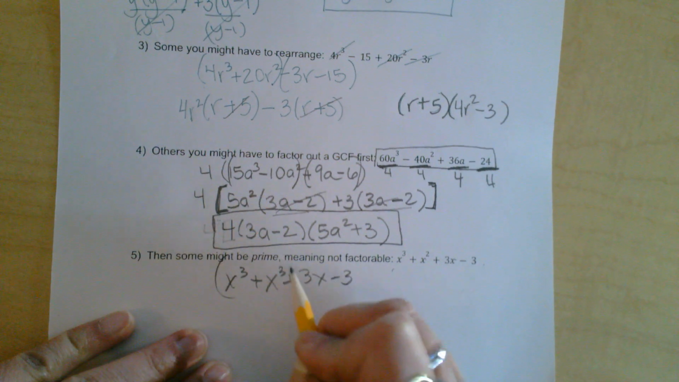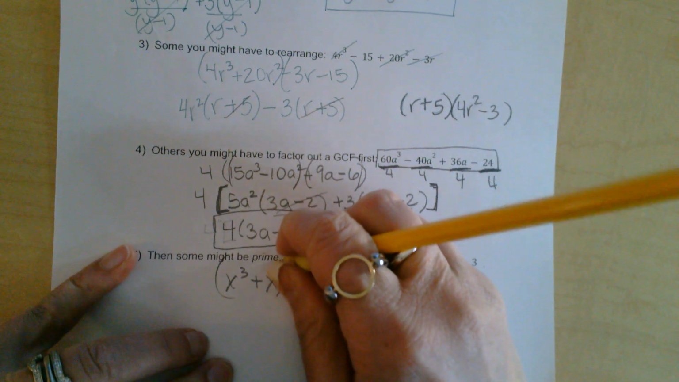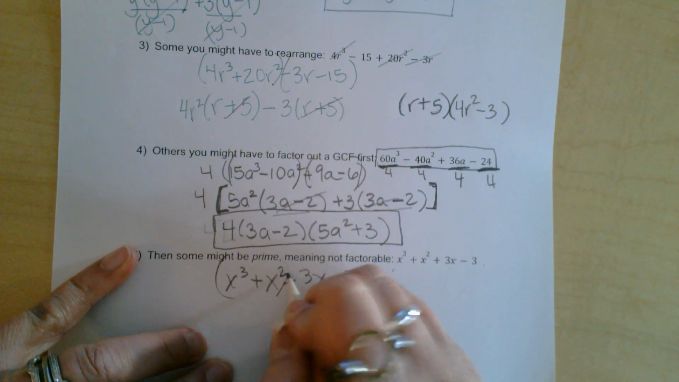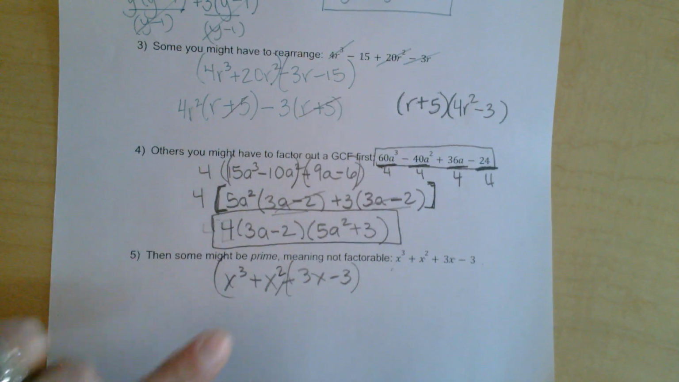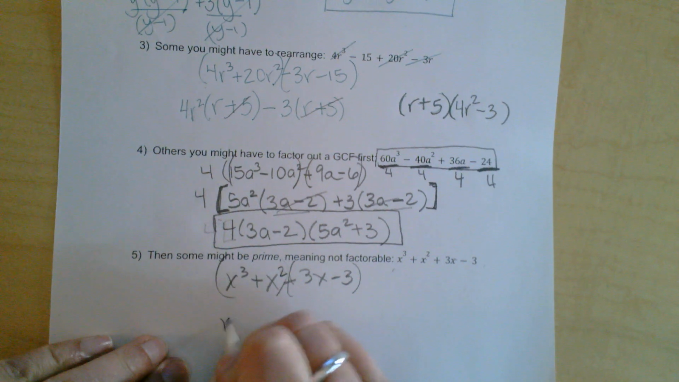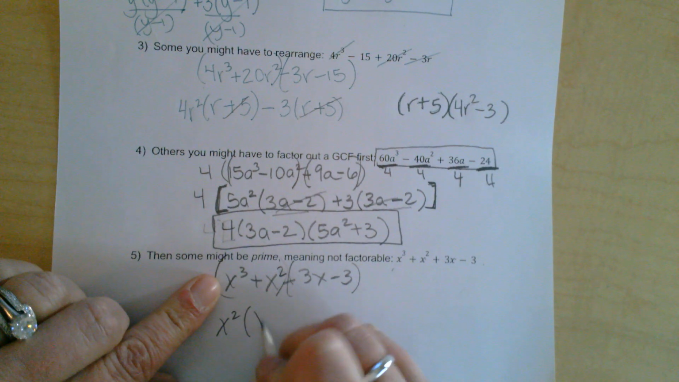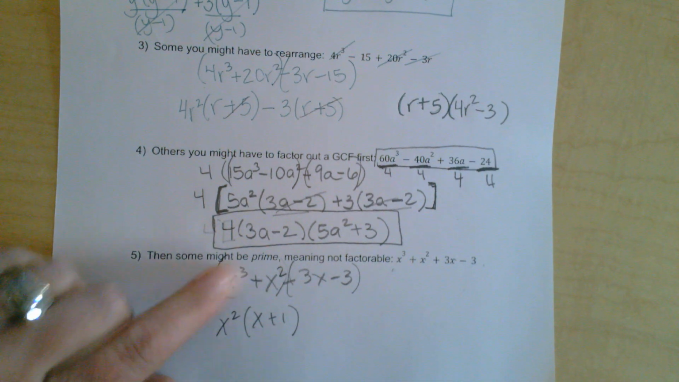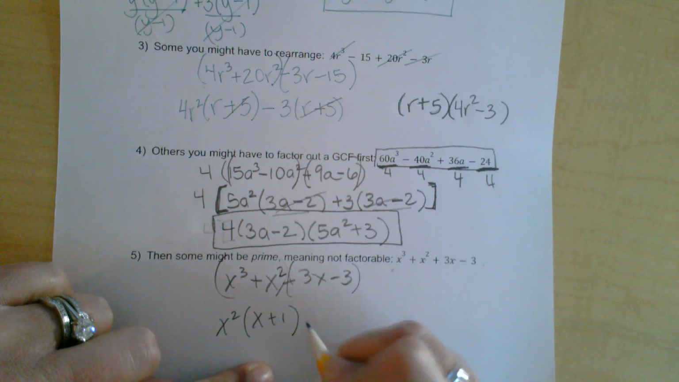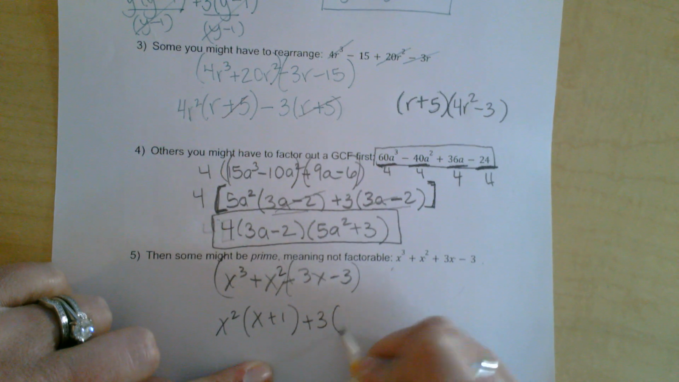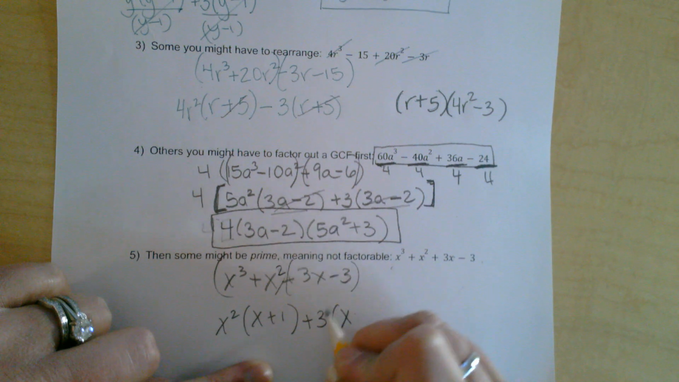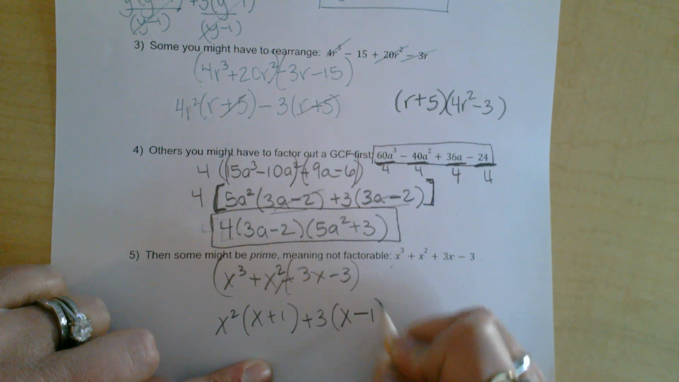Okay, so let's group them. I'm making a little mistake, going too fast here. Okay, from the first group, let's take out an x squared. So we have x plus 1 left over. From the second group, we're going to take out a positive 3. We have x, and negative 3 divided by positive 3 is minus 1.